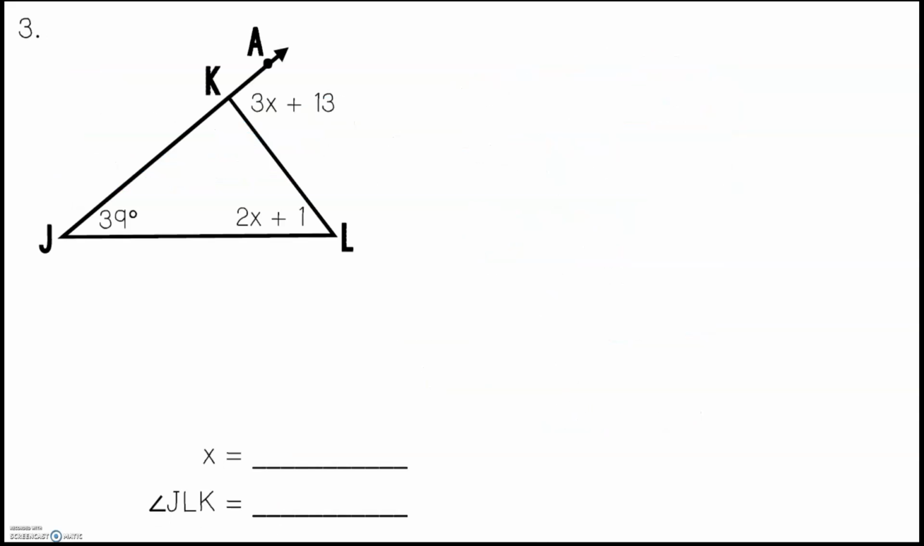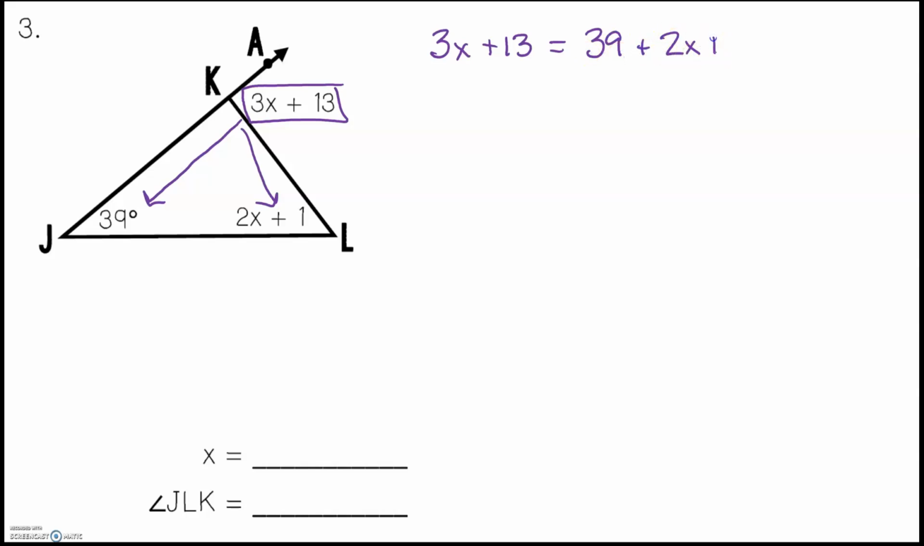Okay dokey. Number 3, sorry. Okay, exterior angle, this is outside of our triangle, is equal to the sum of the two remote interior angles. So we're going to write that out. 3x plus 13. My exterior angle equals the sum of 39 and 2x plus 1, the two interior remote angles.